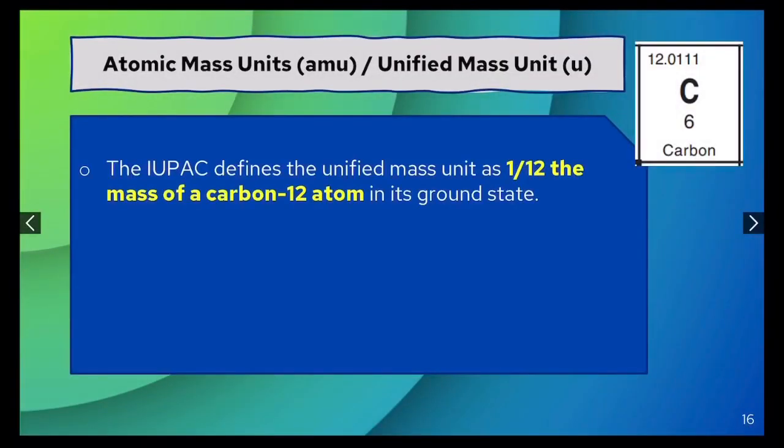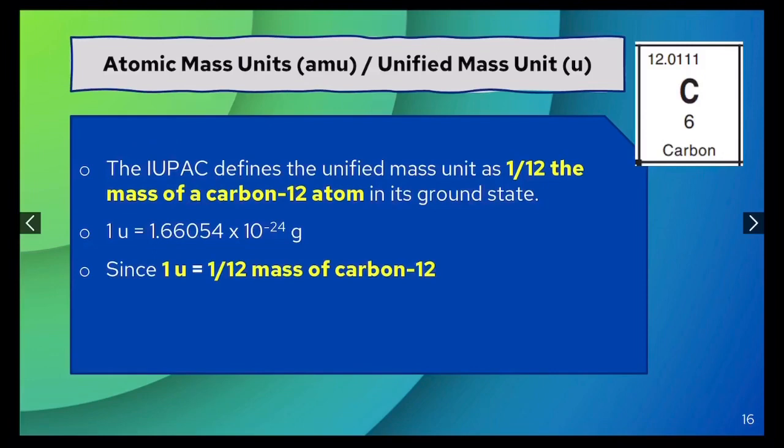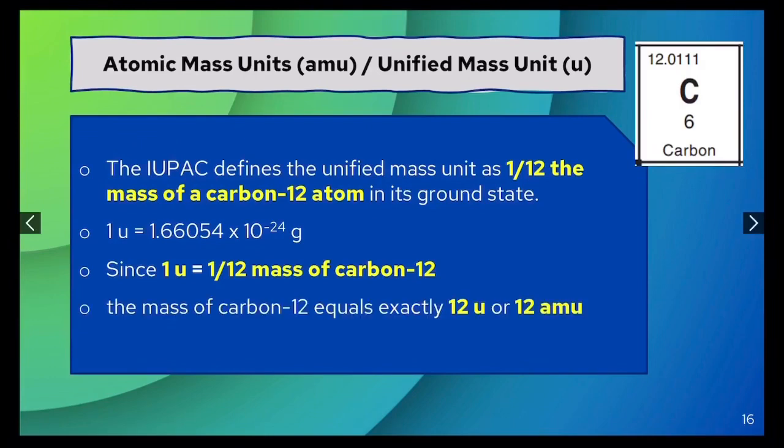The International Union of Pure and Applied Chemistry, IUPAC, defines the unified mass unit or the atomic mass unit as 1/12 the mass of a carbon-12 atom in its ground state. So 1 unit equals 1.66054 times 10 to the negative 24 grams. That's the actual mass of a unified mass unit. Since one atomic mass unit equals 1/12 the mass of a carbon-12 atom, the mass of a carbon-12 atom equals exactly 12 units or 12 AMU. So the carbon-12 isotope is just the basis of the atomic mass unit.